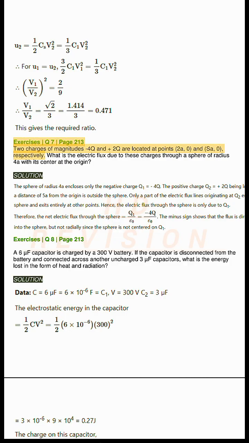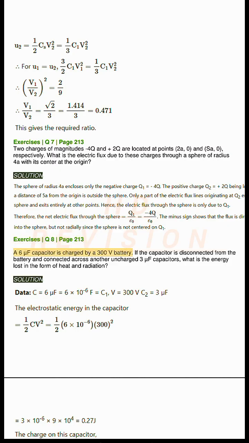Exercises Q7, page 213. Two charges of magnitudes -4q and +2q are located at points (2a, 0) and (5a, 0), respectively. What is the electric flux due to these charges through a sphere of radius 4a with its center at the origin? Solution.